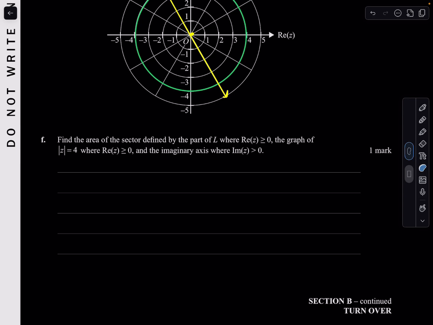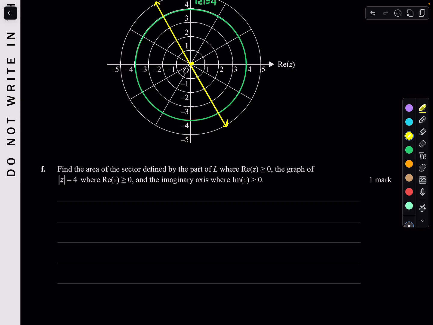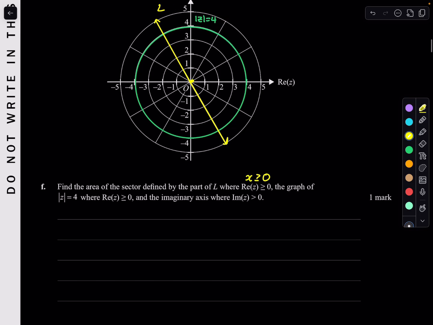is greater or equal to 0. So the real of z, think of it like it's your x axis. So we're saying, find the area of a sector defined by the part of L. So L is the equation, the yellow one, where x is greater or equal to 0. So basically like this. You're only saying take this part over here, from here to here.